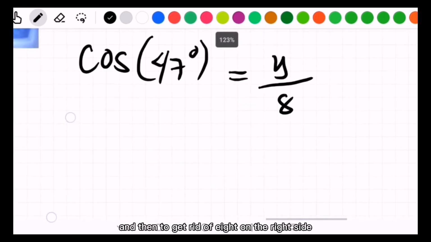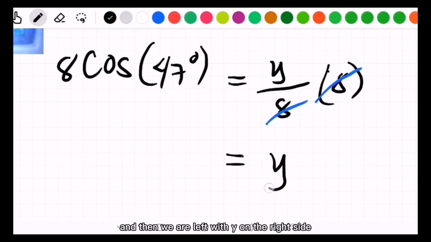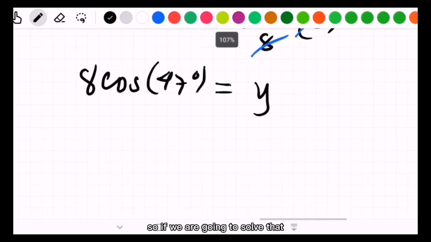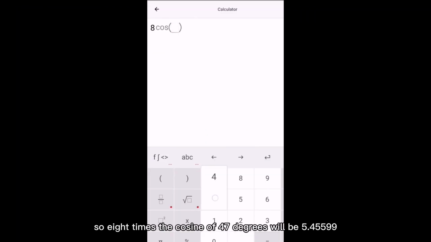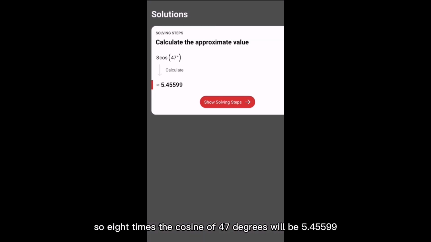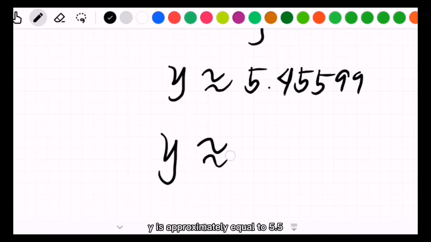And then to get rid of 8 on the right side, we need to multiply both sides by 8 so that 8 will cancel out. And then we are left with y on the right side. And this will become 8 times cosine of 47 degrees. If we solve that by the use of a calculator, 8 times the cosine of 47 degrees will be 5.45599. Y is approximately equal to 5.5.